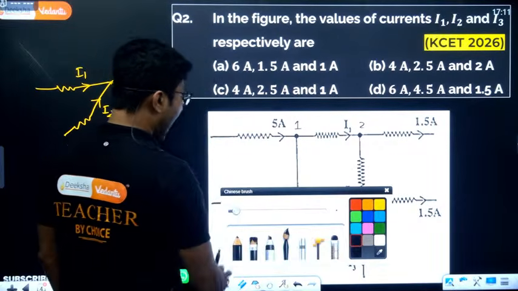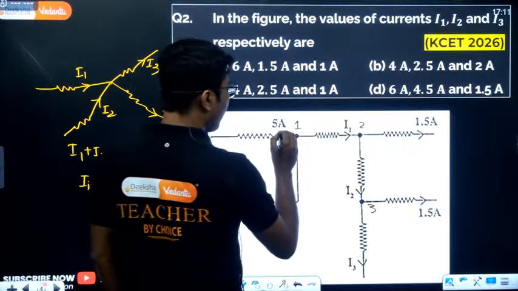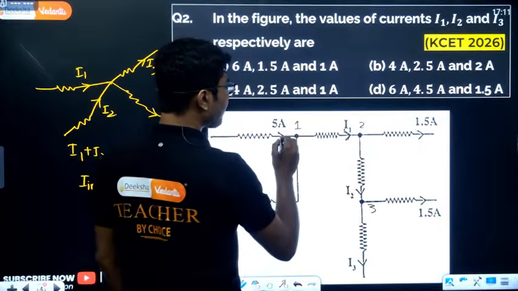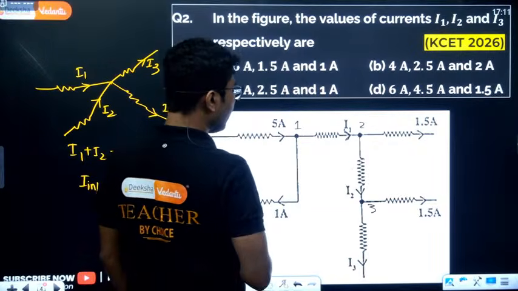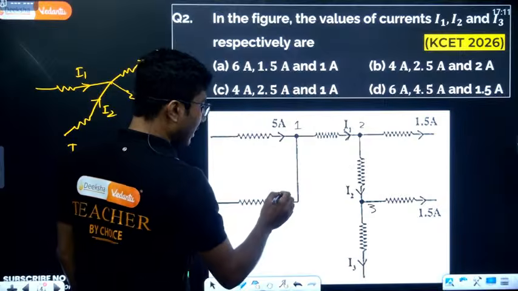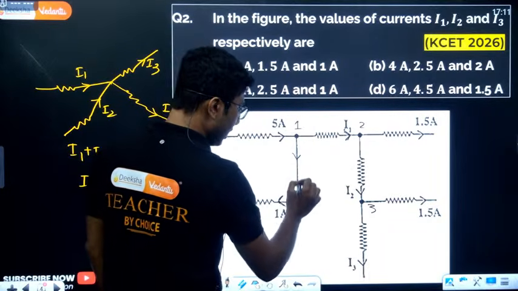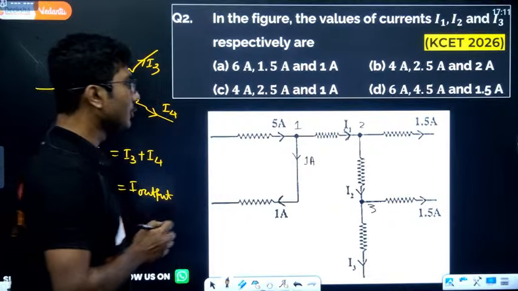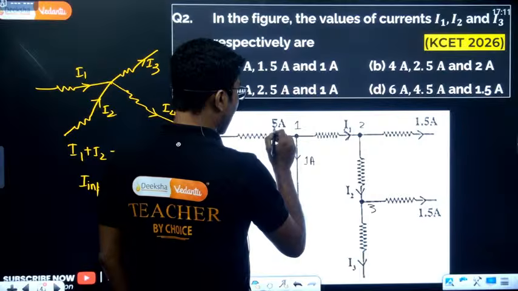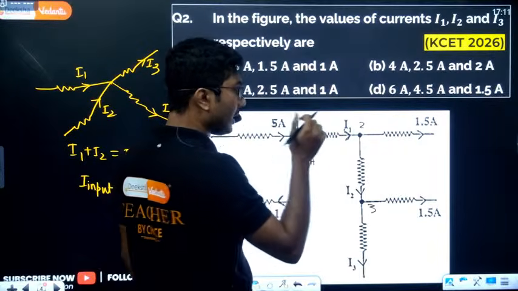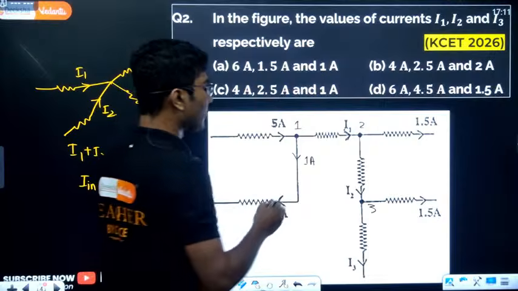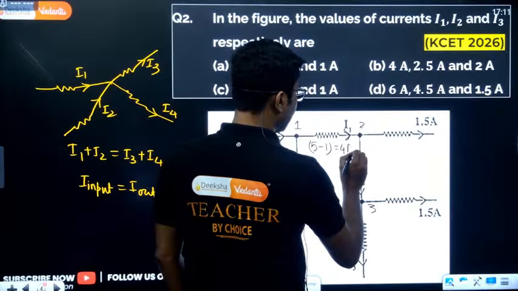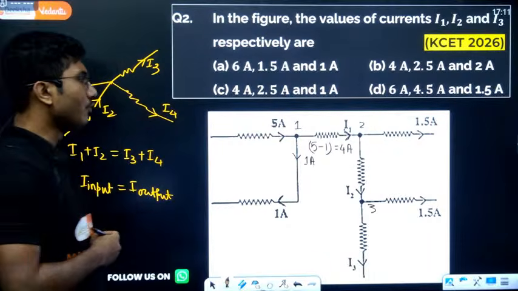Now let's move on and analyze this circuit. Here 5 ampere is going in and I1 current is exiting. So in junction 1, 5 ampere is going in and I1 is coming out. If you trace back, you will find that through this junction another 1 ampere is coming out as well. So total input current in this junction is 5 ampere and the given output current is 1 ampere, and I1 is not given. So I1 will be 5 minus 1, that is 4 ampere.